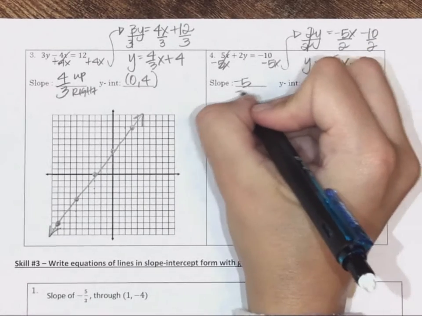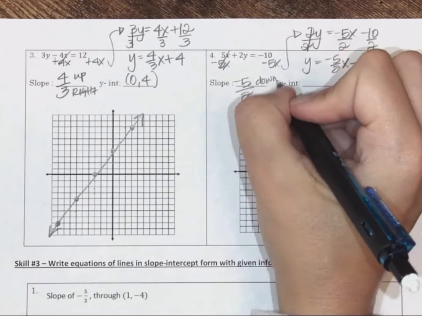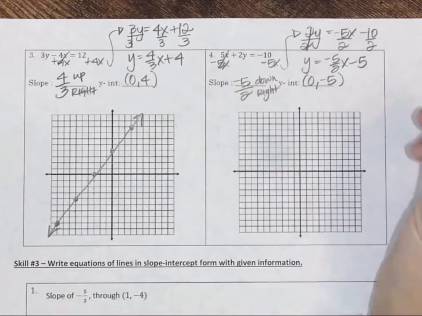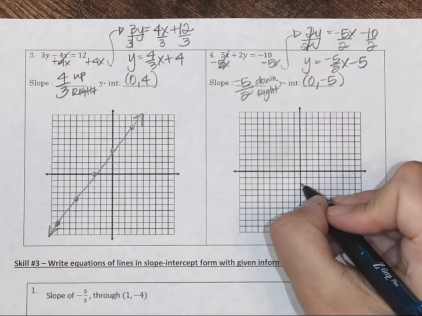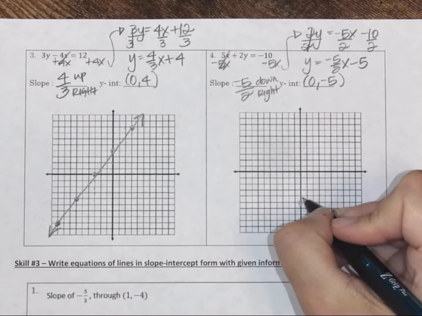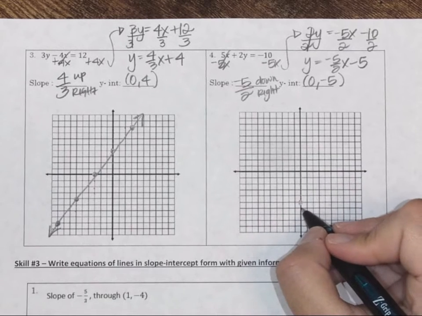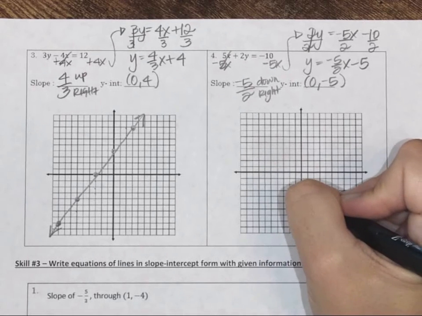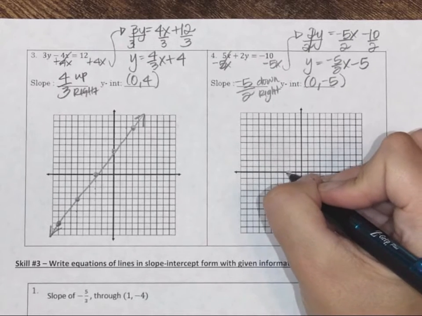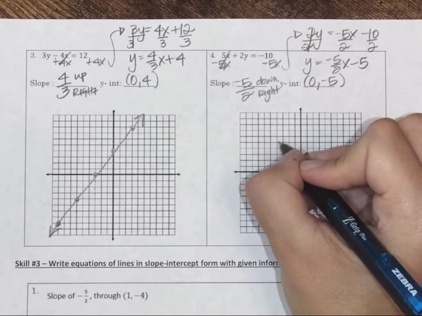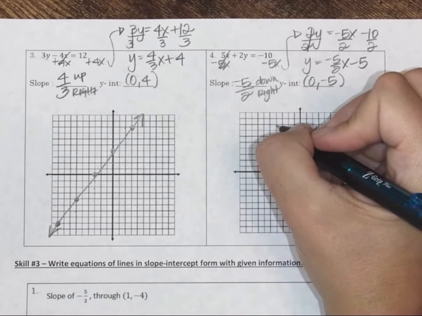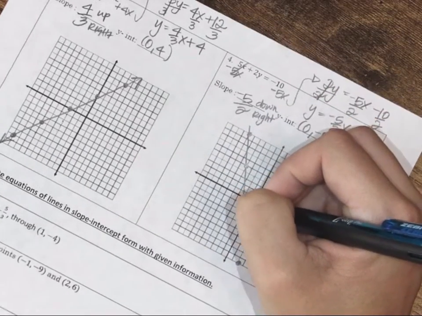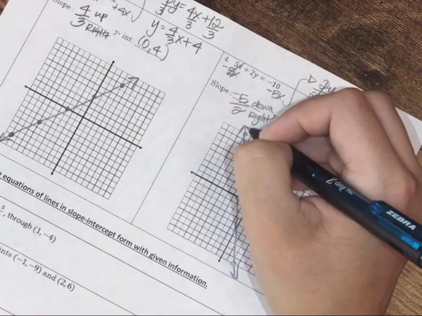So my slope is already a fraction. That means I'm going to go down 5 and right 2. And my y-intercept is (0, -5). So I'm going to graph that y-intercept. And I'm going to go down 5 and right 2. And to get the other half, I'm going to go up 5 and left 2, the exact opposite. And I'm going to fill up the whole graph when I do that. And then we're going to draw a straight line with arrows.